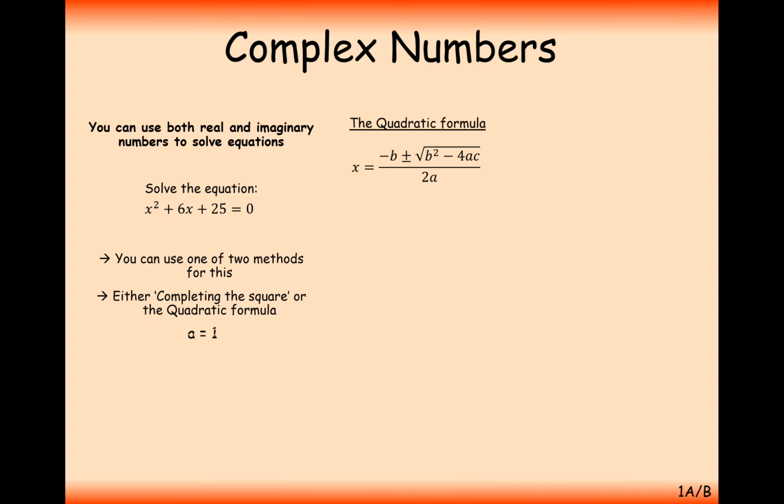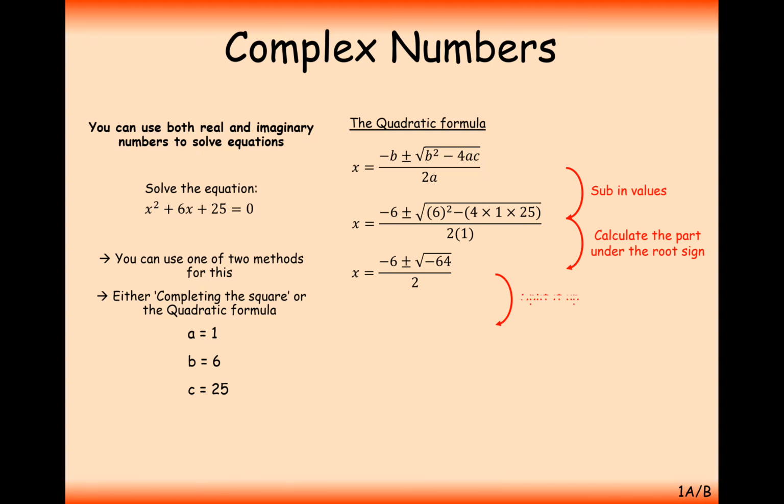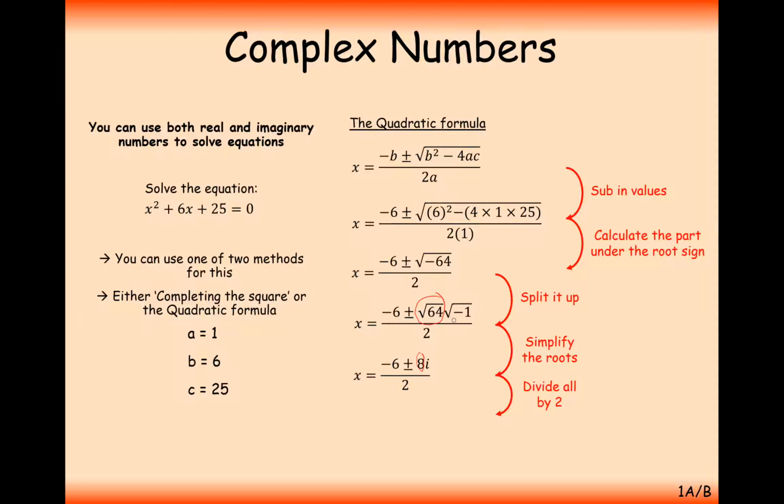You can also use the quadratic formula as well, so substituting your values of a equals 1, b equals 6, and c equals 25. And as long as you follow through the maths okay, you should get to a point here where you've got x equals minus 6 plus or minus the square root of minus 64 over 2. So split that square root of minus 64 into the square root of 64 and the square root of minus 1. And then you'll get minus 6 plus or minus 8 from the square root of 64 times the square root of minus 1, which is just i.